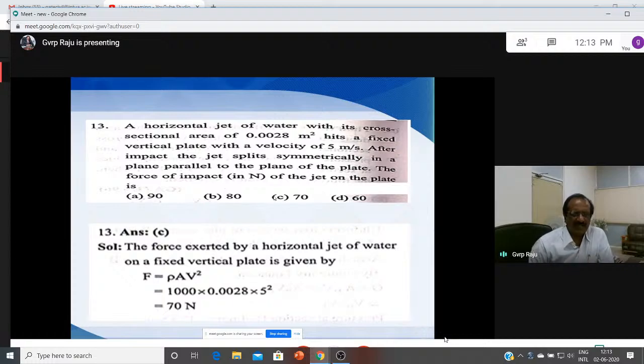Just know the equation and substitute the values, and we can find the answer. But he has asked for the answer in Newton, so take rho in the SI system only. In the MK system, the mass density is metric slug per meter cube, while in the SI system it is 1000 Newton per meter cube. You are required to know each and every property value in different systems.